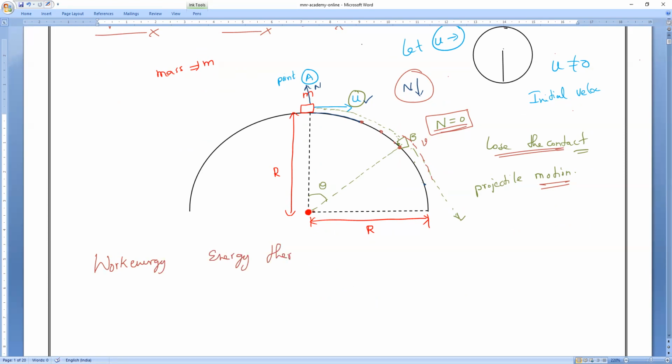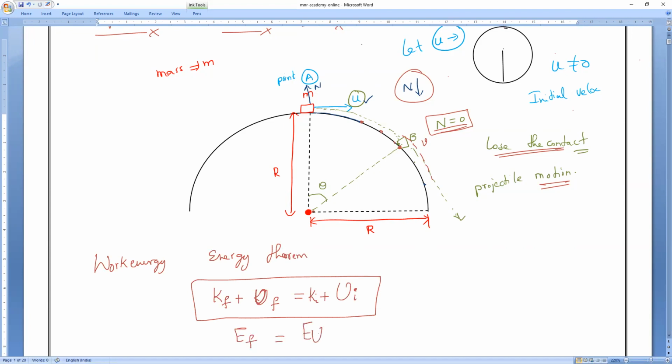The work energy theorem: final kinetic energy plus final potential energy is equal to initial kinetic energy plus initial potential energy. This is what we can call final mechanical energy equals initial mechanical energy. Is it okay, guys? All of you? Yes. So that is what it is.